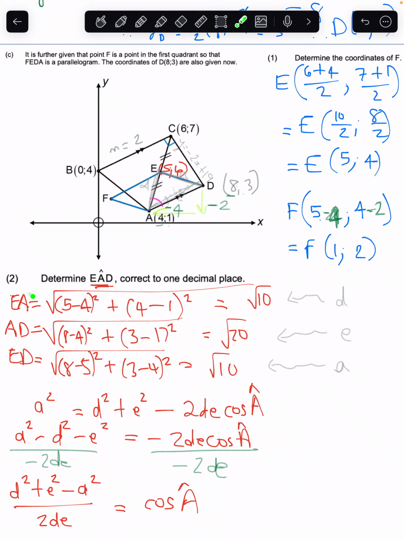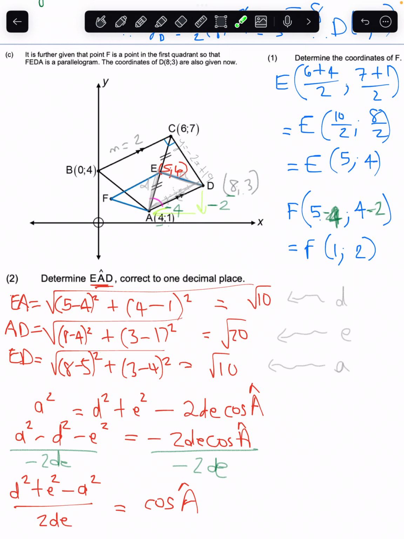Okay, so we found EA by saying 5 minus 4 squared plus 4 minus 1 squared. So this is 1, this is 9, so that's square root of 10. Cool. AD, we're going to say 8 minus 4 squared, 3 minus 1 squared. So that's 16, this is 4, so then we end up with the square root of 20.